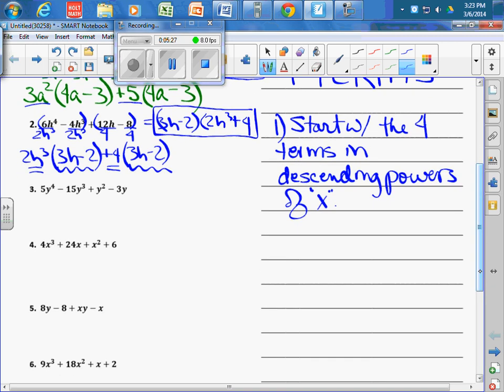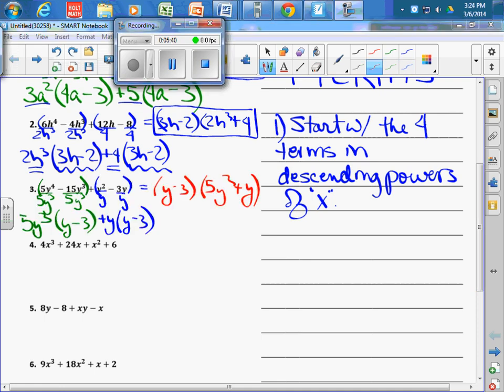Number 3, go ahead and do on your own. Pause the video, see if you come up with the same thing I do. So pause this video right now and let's see what happens. Hopefully you came up with y minus 3 times the quantity 5y to the third plus y. Well, let's do the same thing with number 4. Go ahead and pause the video. And this one might be a little bit tricky, but see if you can come up with the right answer. If not, keep on playing the video.